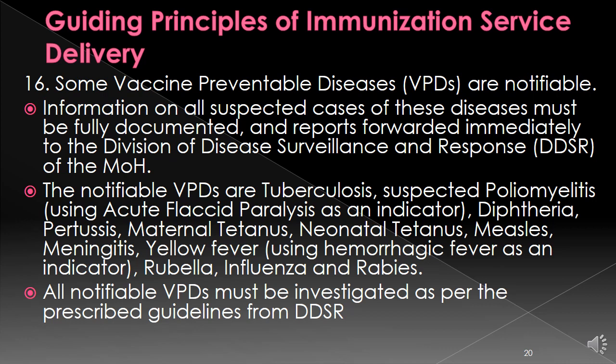We have TB, suspected polio, and you will only talk of suspected polio using the acute flaccid paralysis as an indicator. Diphtheria, pertussis, maternal tetanus, neonatal tetanus, measles, meningitis, yellow fever, and for yellow fever again, you will use hemorrhagic fever as an indicator. Then we have rubella, influenza, and rabies. These are vaccine preventable diseases that are notifiable. They must be reported to the Disease Surveillance and Response team of the Ministry of Health at whatever level. Once these diseases are reported, they must be duly investigated according to the prescribed guidelines.